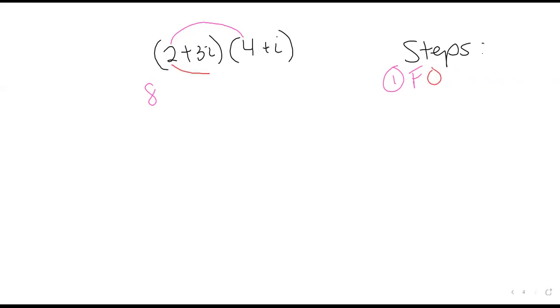Outside numbers: 2 and 1i. So what is that going to multiply to?